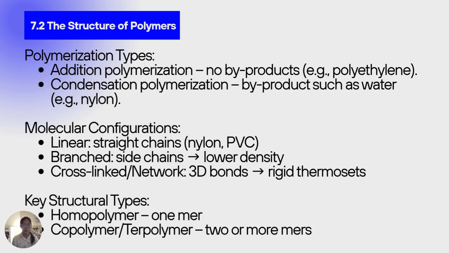Depending on the number of monomers used, we classify them as homopolymers, one type of monomer, or copolymers, which indicates two or more. The structural variation allows engineers to tailor properties for specific uses, from flexible films to strong structural composites.